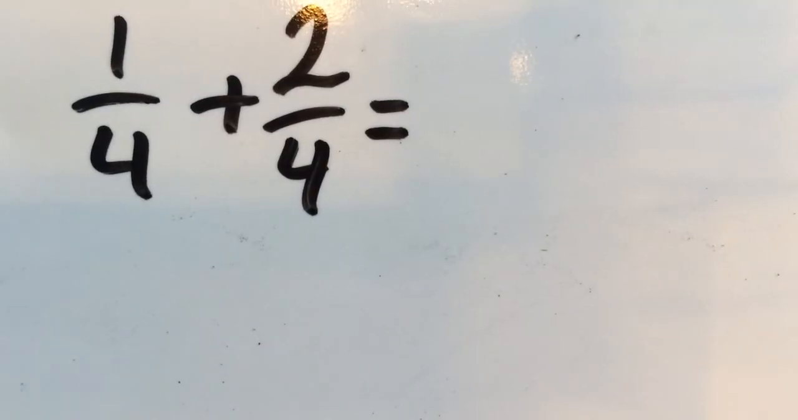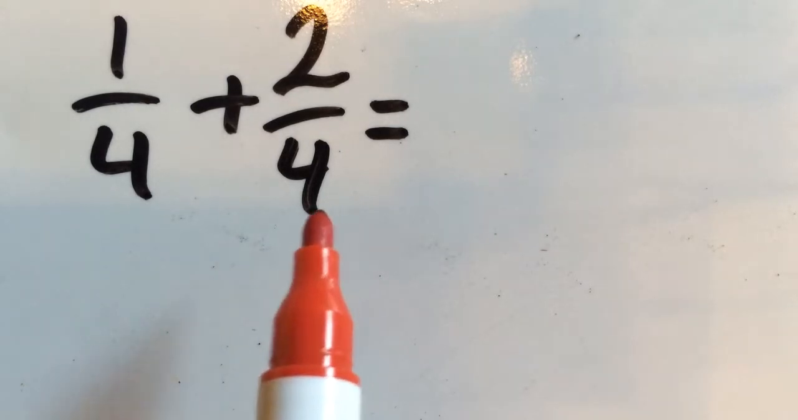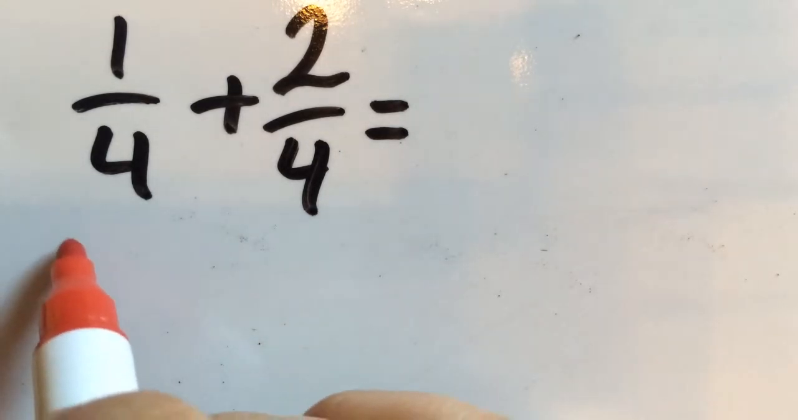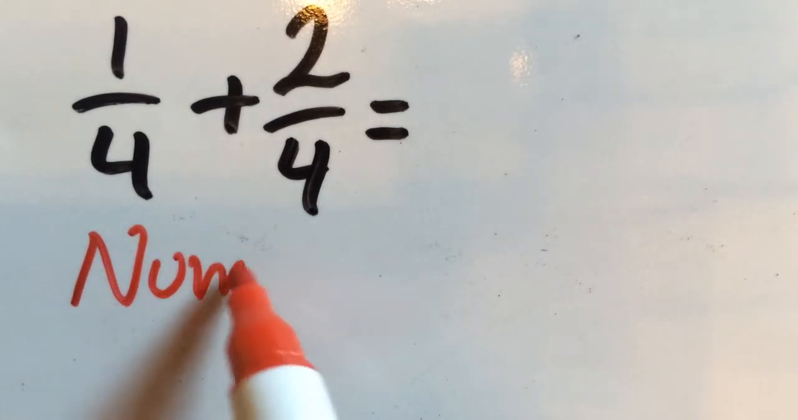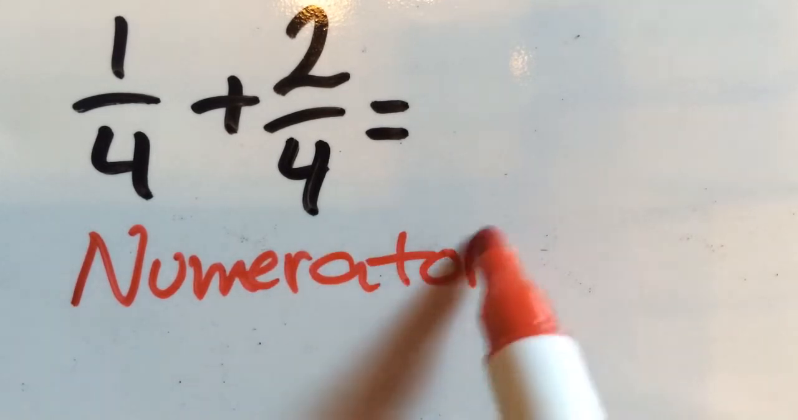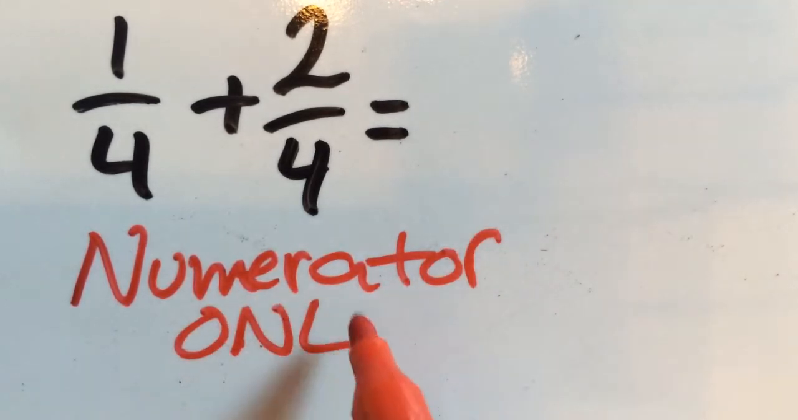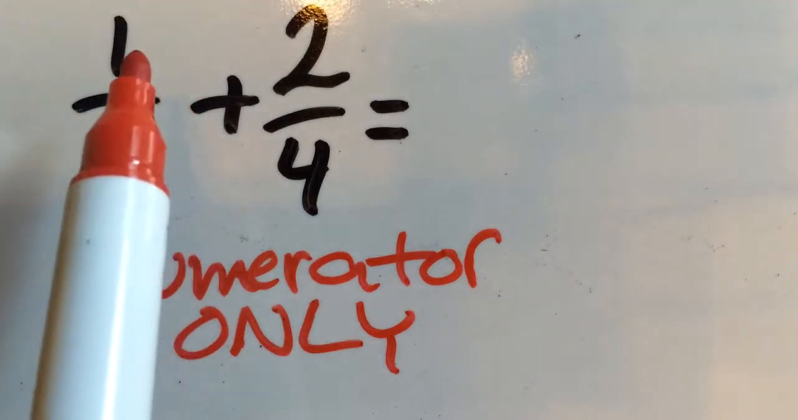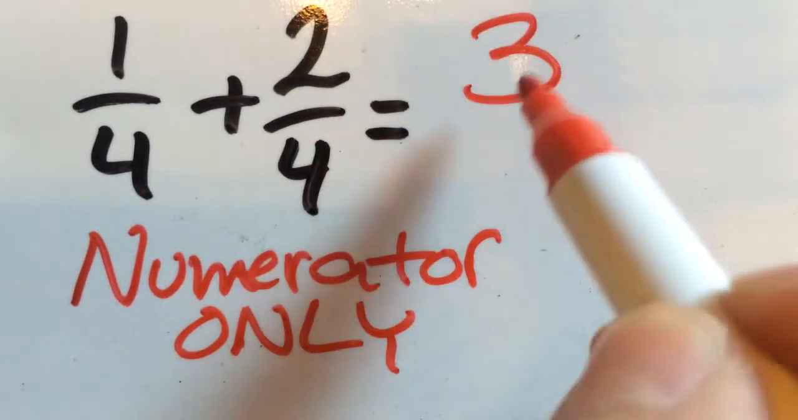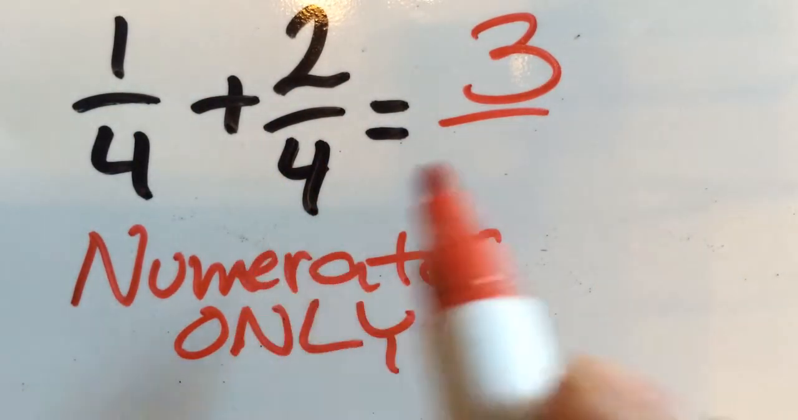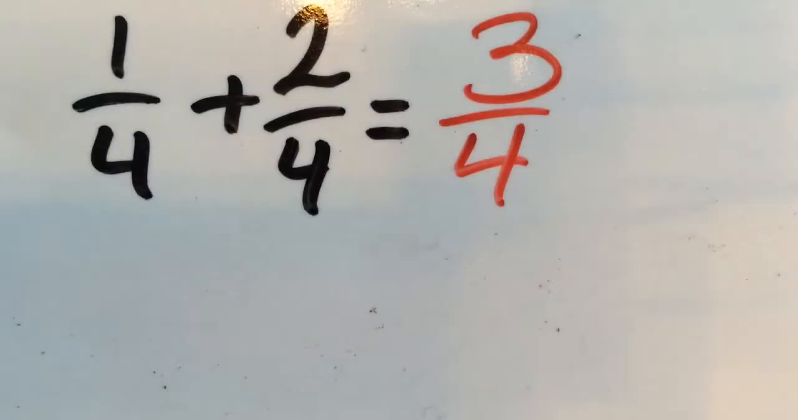Let's talk about adding fractions first. When you're adding fractions that have the same denominator, in this case 4, you need to add the numerator only. Don't worry about the denominator, only worry about the numerator. 1 plus 2 is 3, so 1/4 plus 2/4 is 3/4.